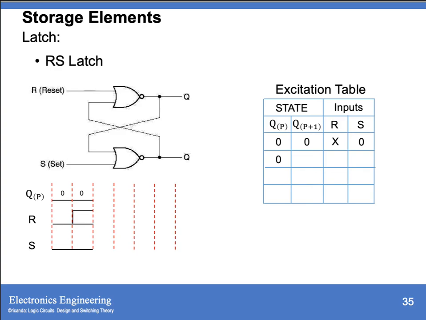From your previous output, it is 0 and your next output is 1. So we have to make your R 0 and your S equals to 1. And from previous output, it is equals to 1 and your next output will be 0. So we have to make your R equals to 1 and S equals to 0.